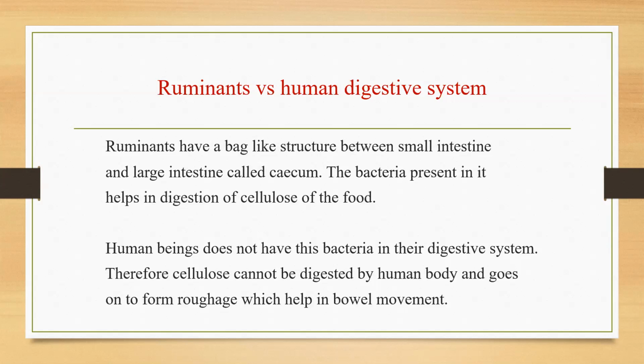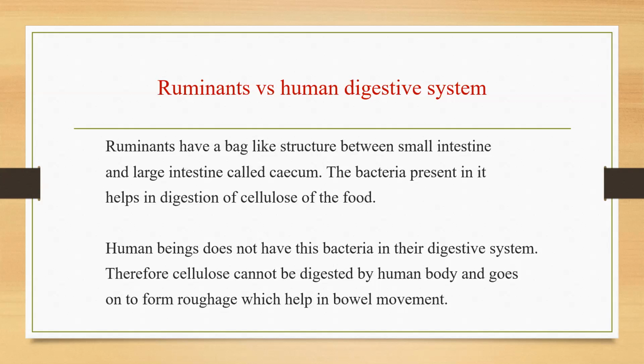So that's why our body is not able to digest this plant, whereas the animals are able to completely digest the plant body. So what happens then? This undigested food goes into the roughage, which helps in our bowel movement.